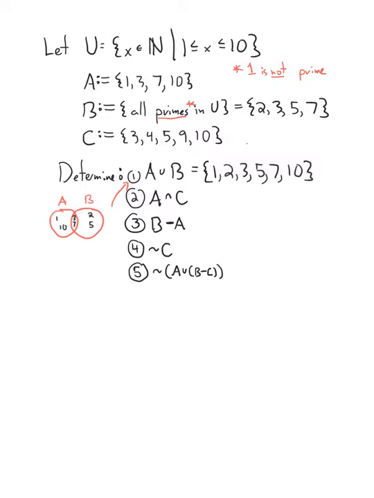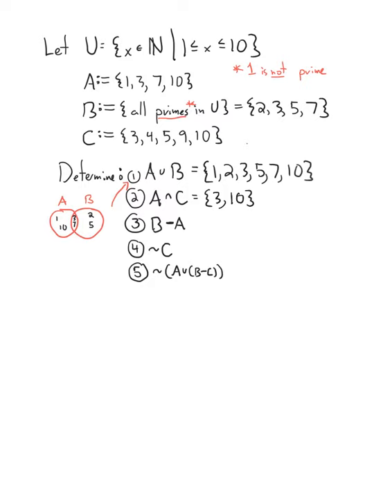A intersect C is everything that's in common with both A and C. It needs to be in A and it needs to be in C. So 1 is in A, but it's not in C. 3 is in C, so we'll include 3. 7 is not in C, but 10 is in C. So 3 and 10 is the intersection.